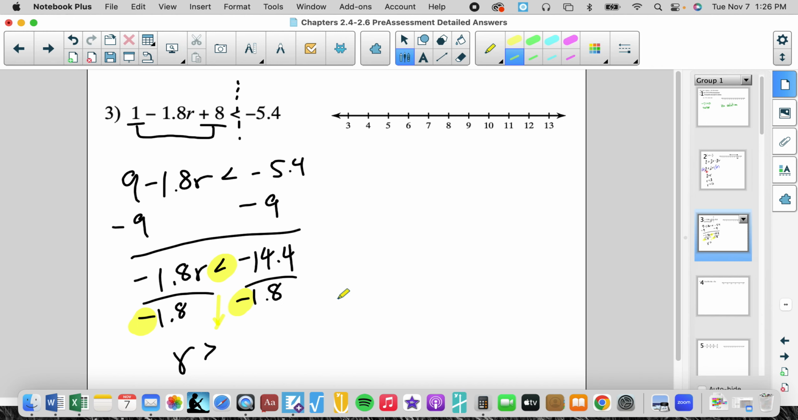That is positive 8. A negative divided by a negative is a positive. So my solution is going to be r is greater than 8, open circle, going to the right.